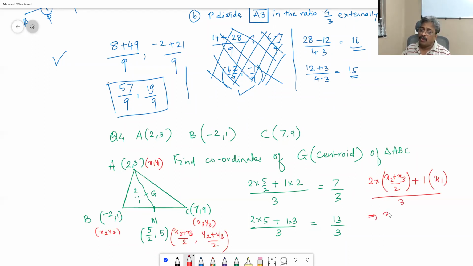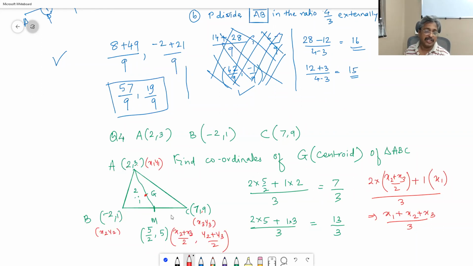That makes it so good looking. x1 plus x2 plus x3 upon 3. Average is centroid. Average of x coordinates and average of y coordinates is centroid. That is what we mean by centroid. The weight of these 3 vertices gets transferred to that point. So it is a centroid, center of gravity.